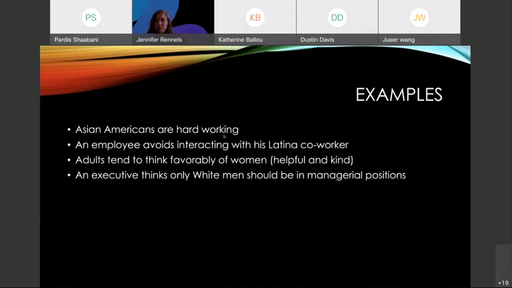Stereotype, yes. It's a cognitive belief. And even though this is maybe a positive stereotype, it also can be limiting. So for example, I was at a conference and someone mentioned that because Asian Americans are hardworking, they're often not considered as a possible candidate for presidency, for example. How about an employee avoids interacting with his Latina coworker?